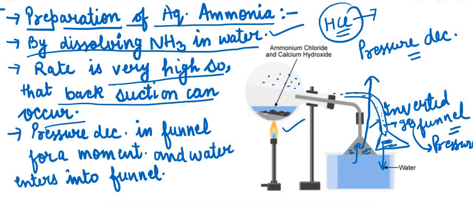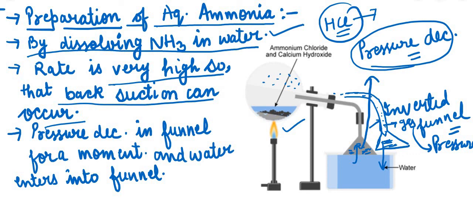Listen to this once again. The very first thing is that in the starting, when there is no gas production, then the pressure inside that funnel will decrease, and as soon as the pressure is decreasing, it starts picking up the water molecules into the funnel. The water fills up inside the funnel, and those water molecules will lift up the funnel a little from the water. But when the production of ammonia starts, the production puts pressure on the water present in the funnel, and that pressure moves that water back into the water tub again.